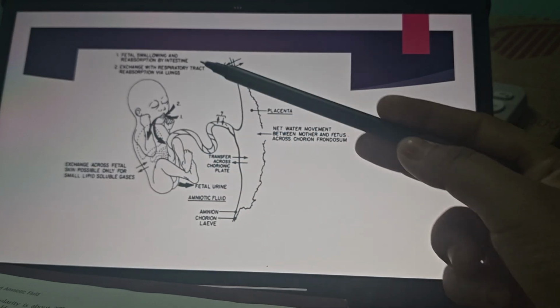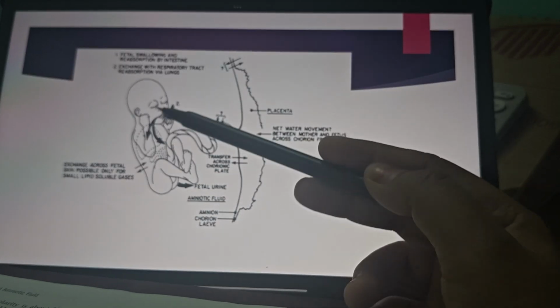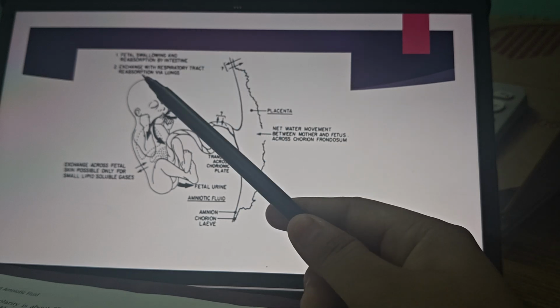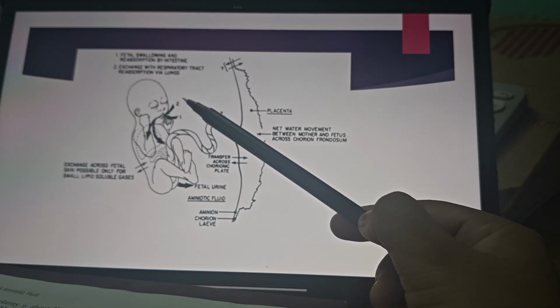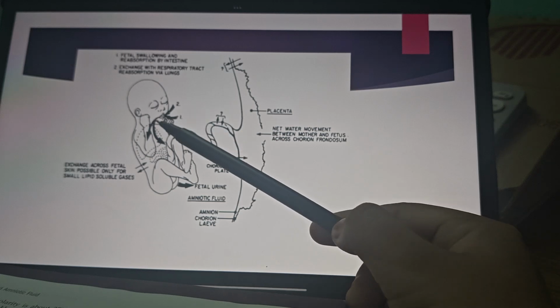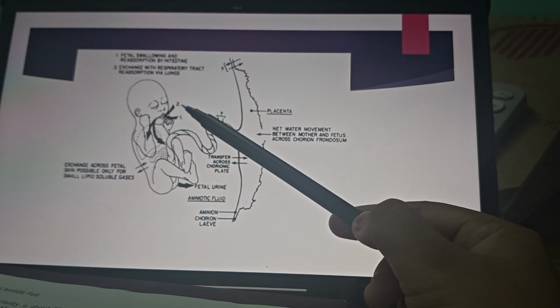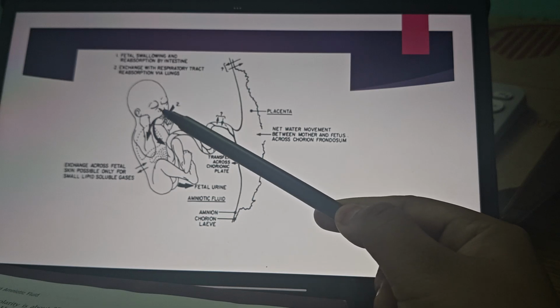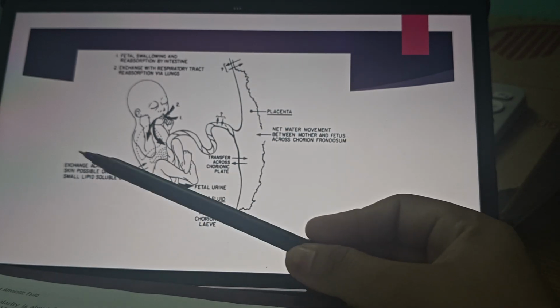So this is the fetus and this is the amniotic fluid. Now the first one is fetal swallowing. Amniotic fluid exchange can occur through fetal swallowing and reabsorption by the intestine. Also it can occur through the respiratory tract via reabsorption by the lungs.